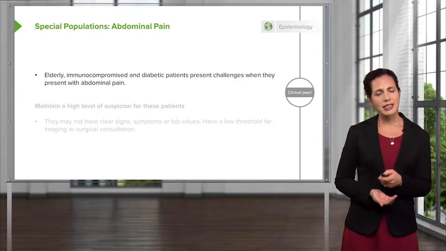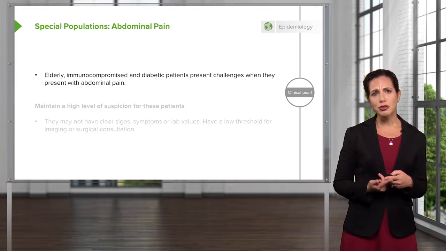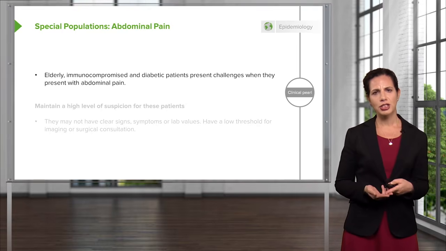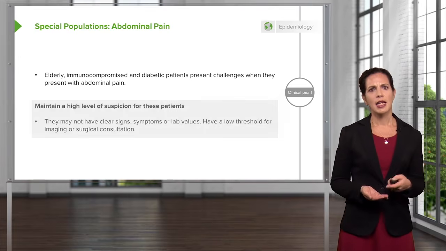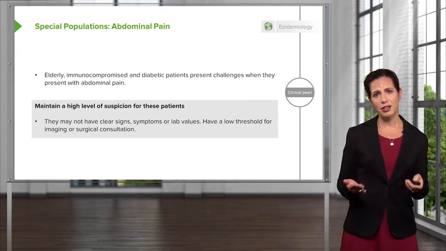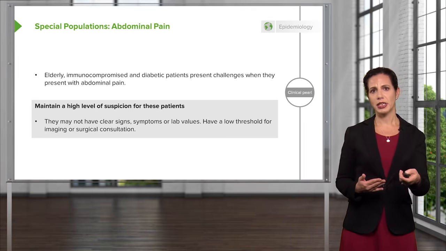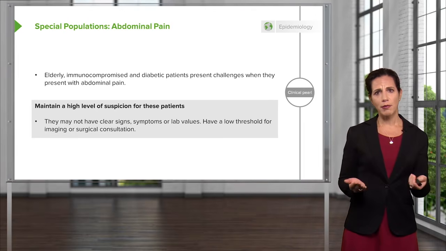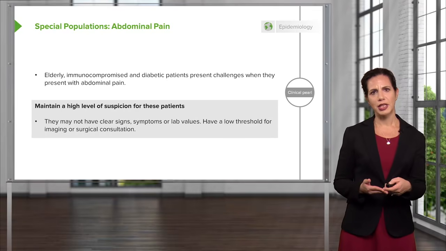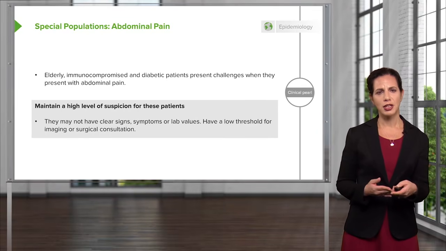Now, like lots of things that we've talked about during the emergency medicine lectures, it's important to always maintain a high level of suspicion of some kind of badness going on in elderly patients, immunocompromised patients, or diabetic patients. You want to have a high level of suspicion that they have something bad going on in their abdomen. They may not necessarily have clear signs or a clear exam, symptoms, or lab values, but have a low threshold in these patients for potential imaging or possible surgical consultation.